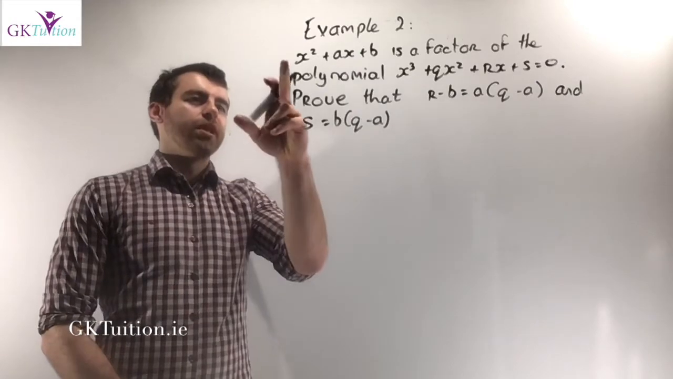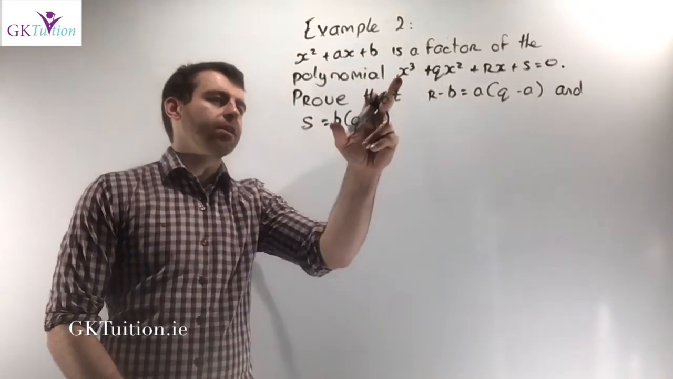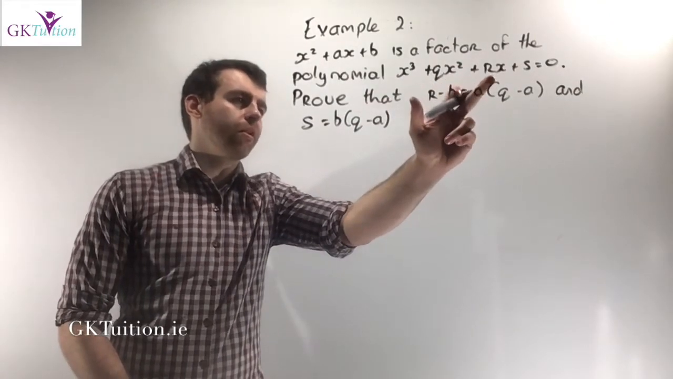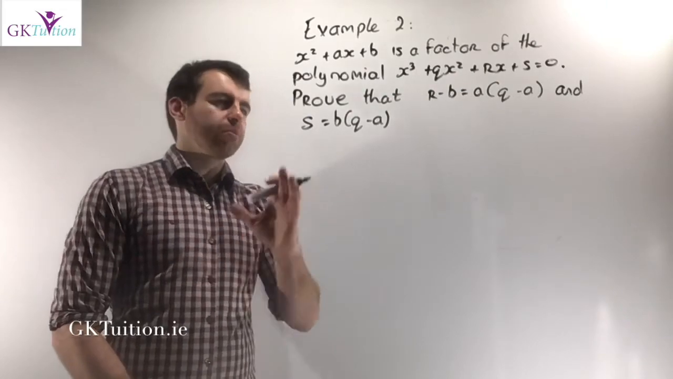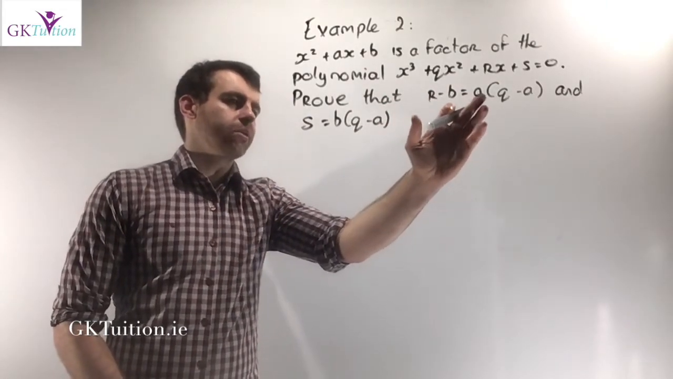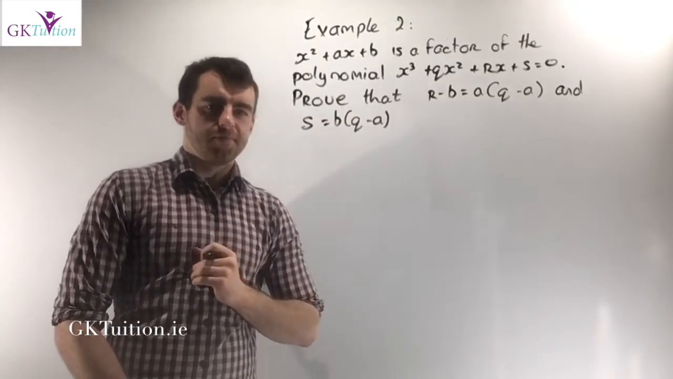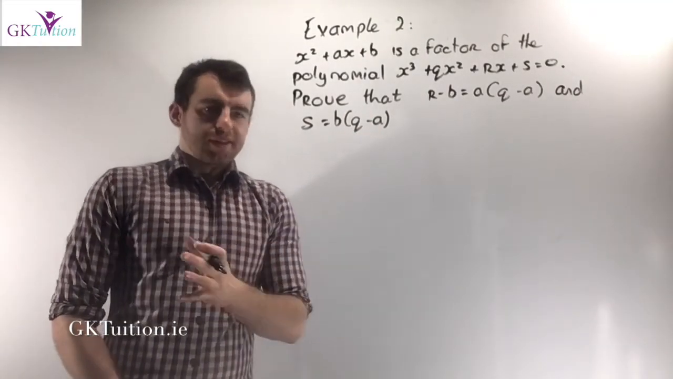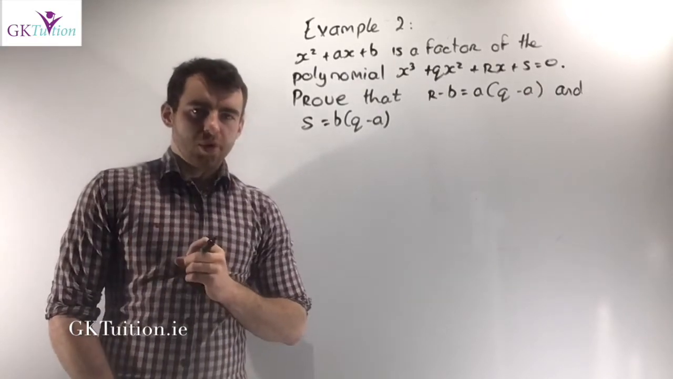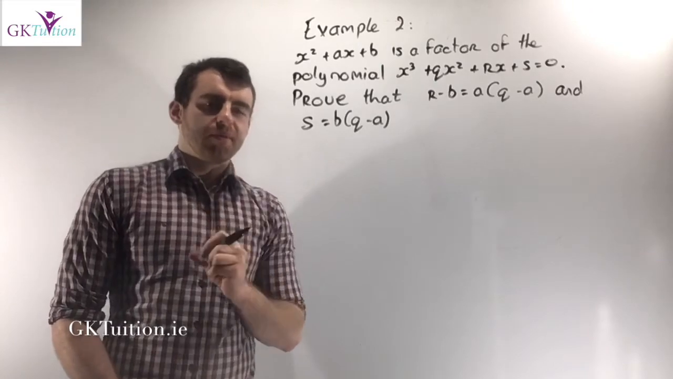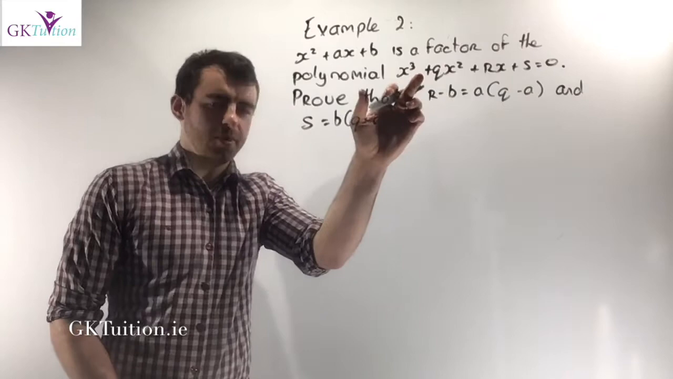In this question we're told that x squared plus ax plus b is a factor of the polynomial x cubed plus qx squared plus rx plus s equals 0. With that in mind, we could be asked to prove that r minus b is equal to a times q minus a, and s is equal to b times q minus a. So clearly this is far more involved than example 1. But there's only one piece of information that's been given. I've been told that this is a factor of the cubic.